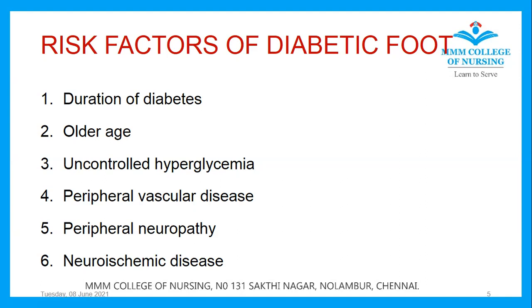Fourth is peripheral vascular disease. It leads to insufficient blood perfusion to the periphery. Fifth, peripheral neuropathy. Impaired neural function at the periphery, especially in the foot, in the lower limb. And neuroischemic diseases. Insufficient blood supply to the nervous system can impair the functional ability of the nervous system, especially in the periphery. These are all the risk factors of developing diabetic foot.